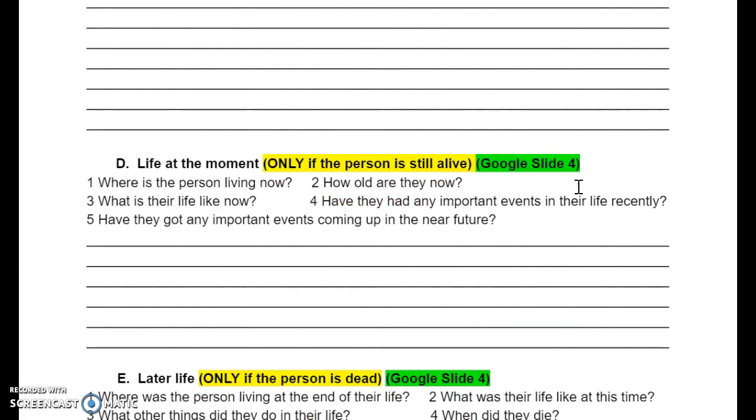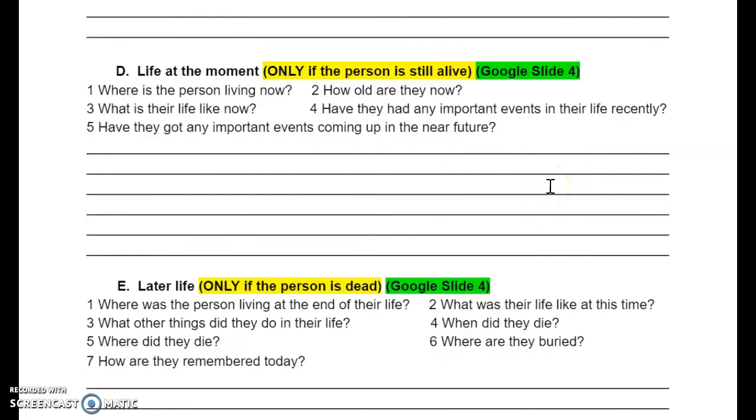Moving on to section D, which is going to be on Google Slide 4. Now, D and E come together. So you're only going to do D if the person is still alive. If the person is no longer alive, you will not do D. You will do E. That's why both of them are Google Slide 4. You only have to do D or E. So if the person is still alive today, you will do D. If the person is no longer with us, the person is dead, you will do E.